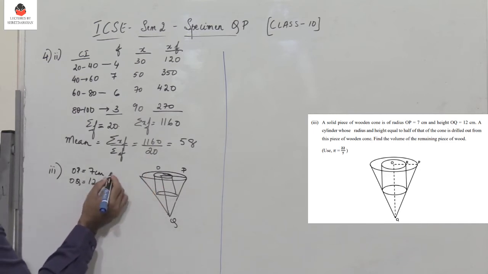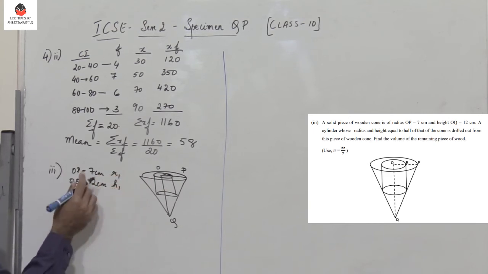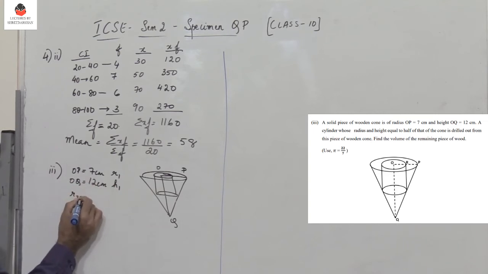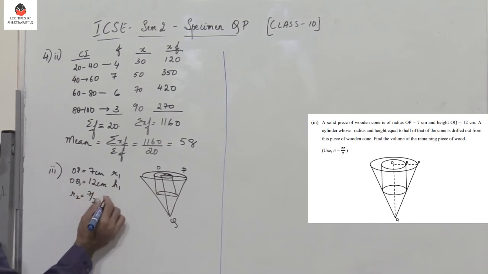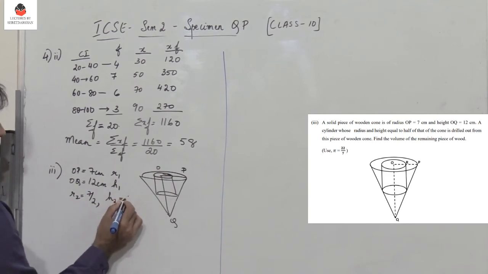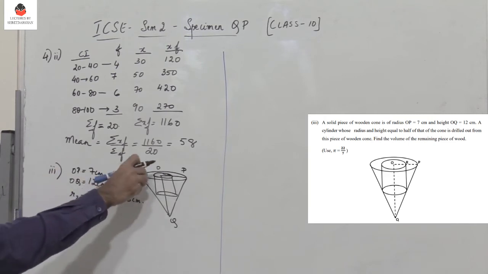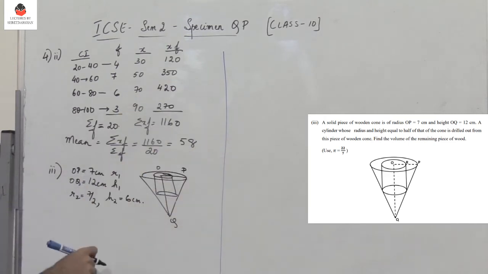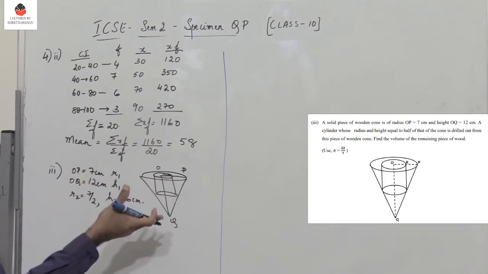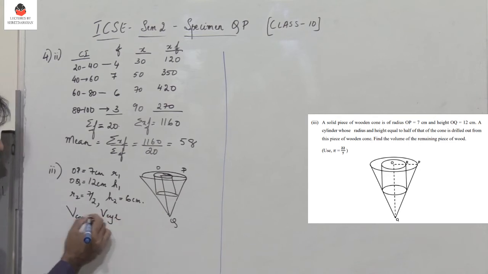So what is the radius of the cylinder? If I call the radius of the cone as R1 and this as H1, the height of the cone, radius of the cylinder R2 will be 7 by 2, half, and the height of the cylinder will be H2, which is 12 by 2, which is 6 centimeters. So the cylinder portion is drilled out. So we need to find the volume of the wood remaining. So it basically is volume of cone minus volume of cylinder, right?